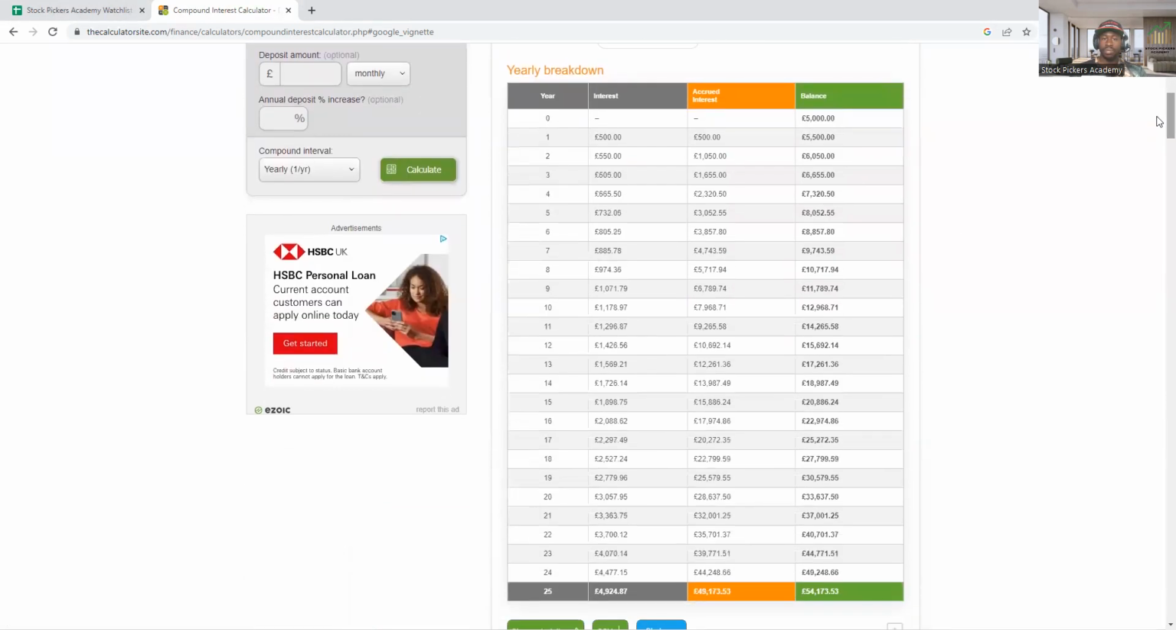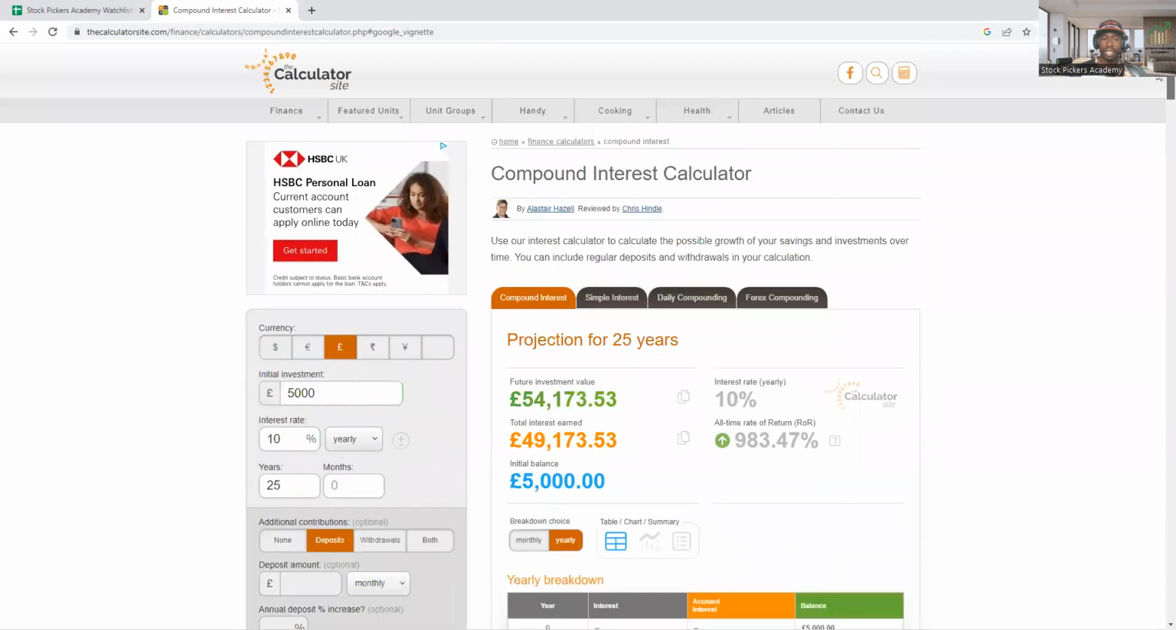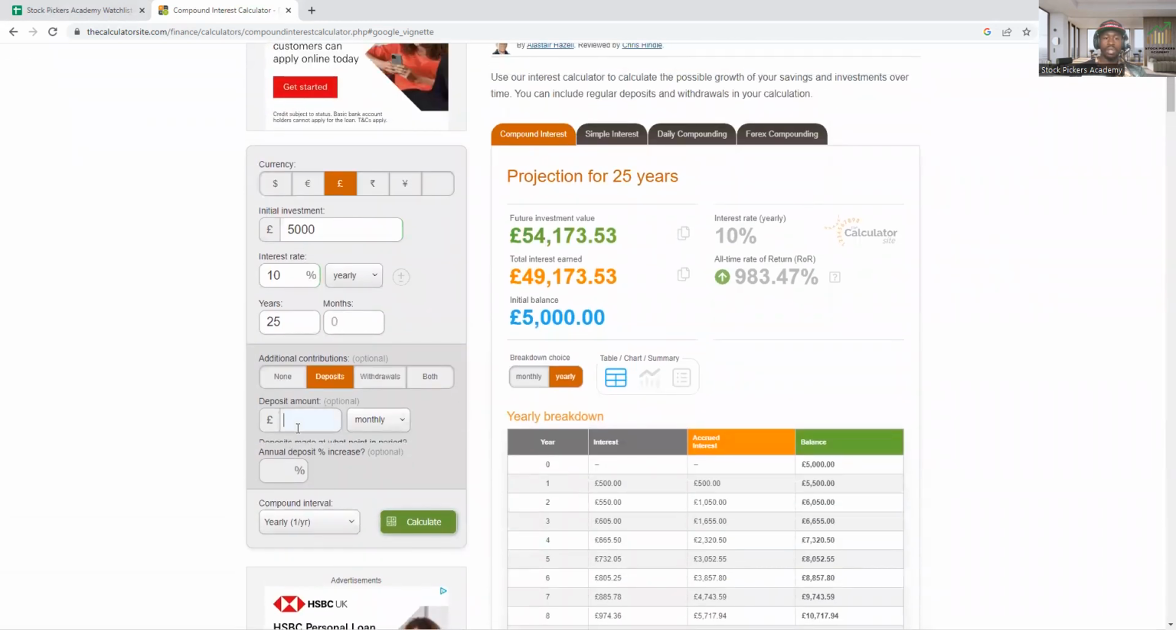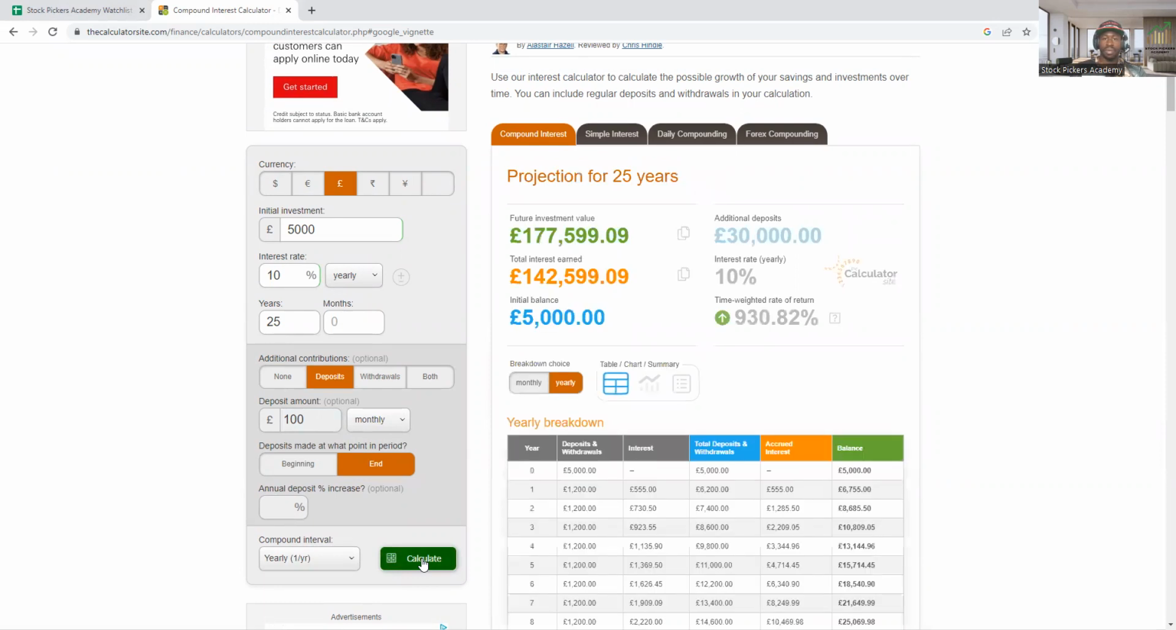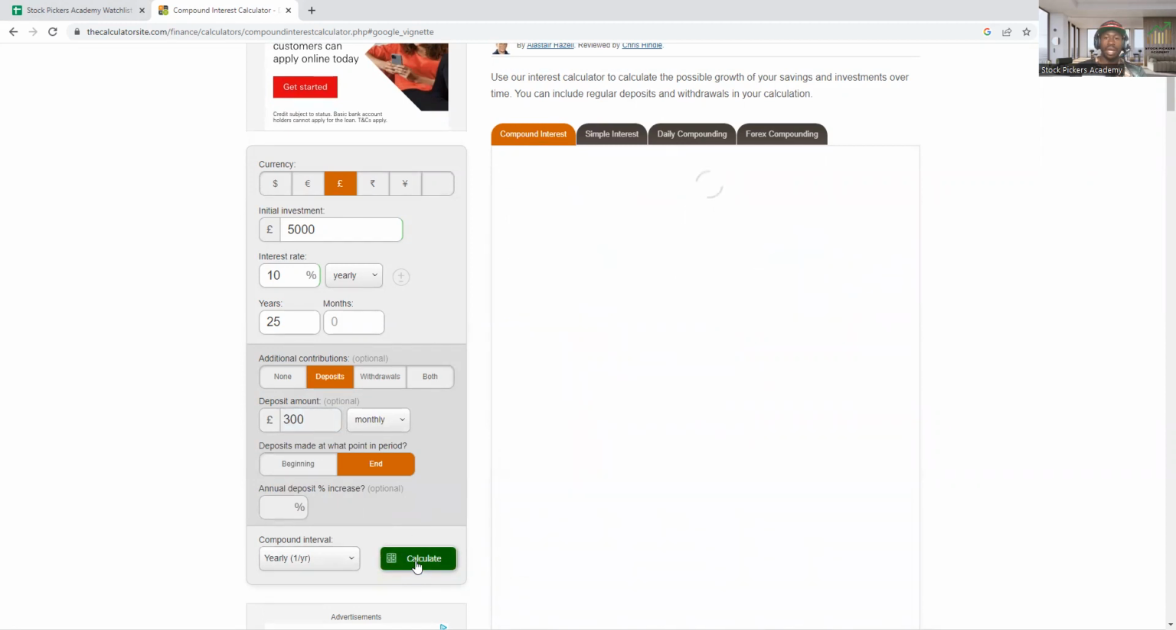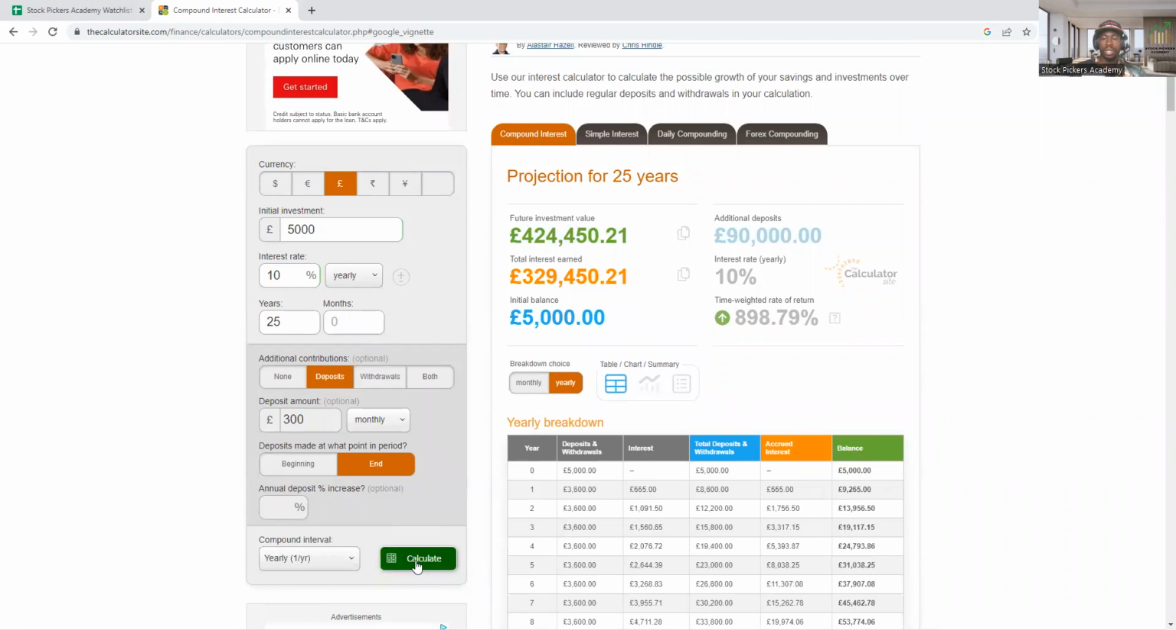You can see the breakdown here. It shows you the interest and it shows you the growth. Now, imagine you put in £100 a month. I call that the bill. Treat your investments like a bill. Look at how the number changes to nearly 200K. If that deposit amount each month was the cost of, say, car finance, £300, look at that. You're nearly on half a million.